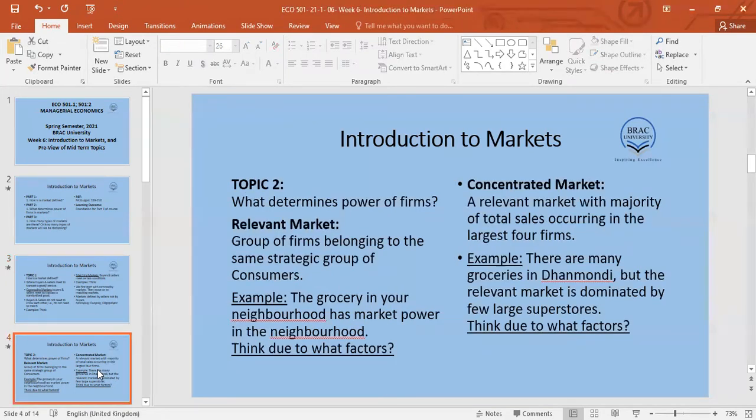Now, the second question was, what determines the power of firms? Again, we are defining firms as sellers, not as buyers. First of all, the first concept that comes into play is the relevant market. We have given this example many times throughout the course: the neighborhood grocery shop, the mudi dokan. The mudi dokan in Dhaka city has no market power, but the mudi dokan in our goli has serious market power, right?